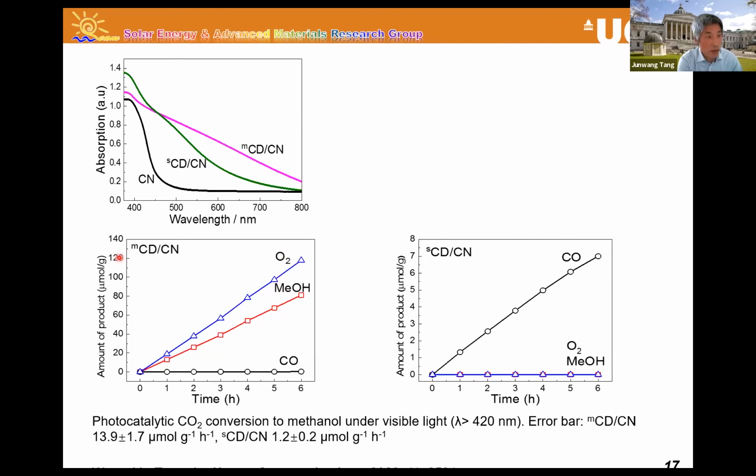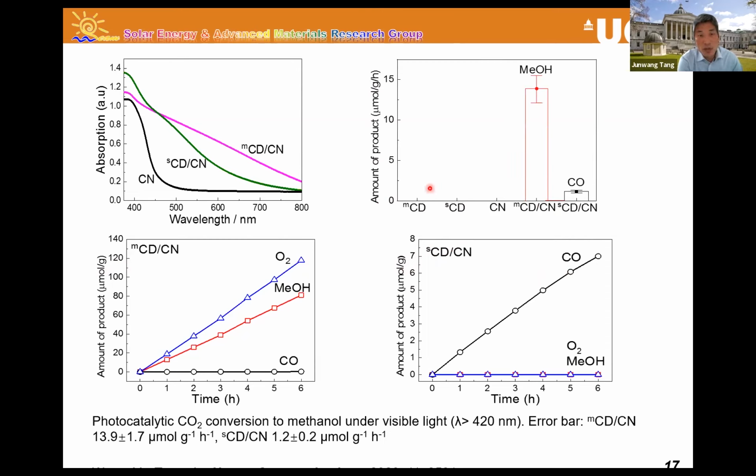Now let's compare with the conventional carbon dots on carbon nitride. The major product is carbon monoxide, not methanol. You can see the co-catalyst, the carbon dots, plays a big role. It can change the selectivity from methanol to carbon monoxide. And also interesting is that the reduction rate when you use the conventional carbon dots is relatively low. If you look at the microwave one, it's nearly 20 times higher. The unit is the same, micromole per gram catalyst.